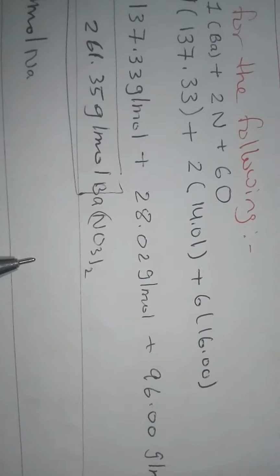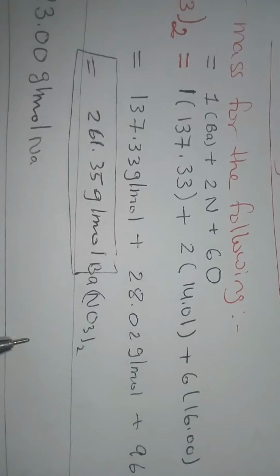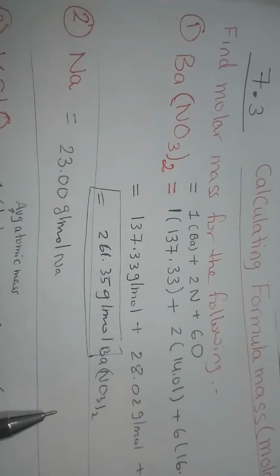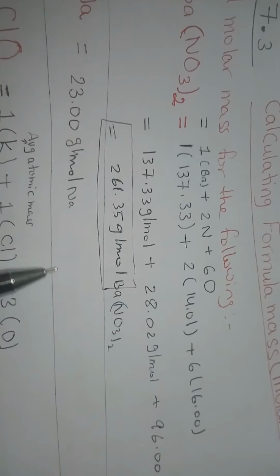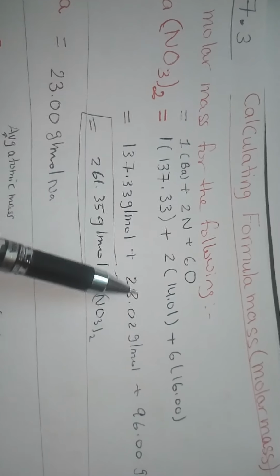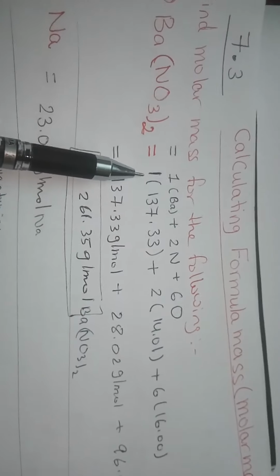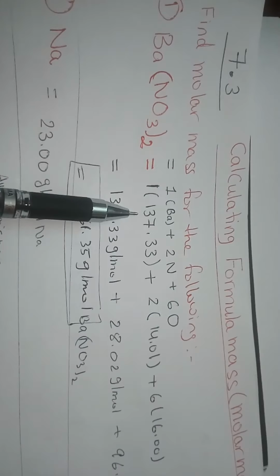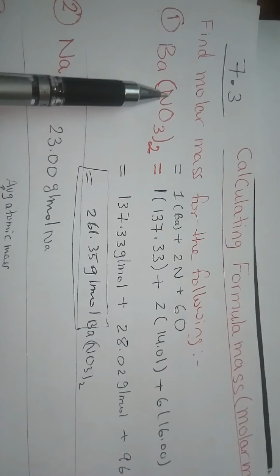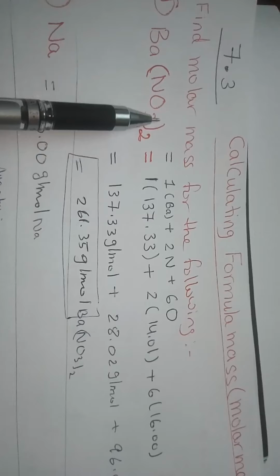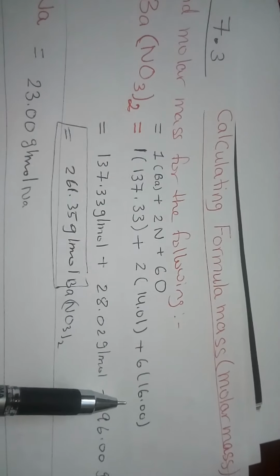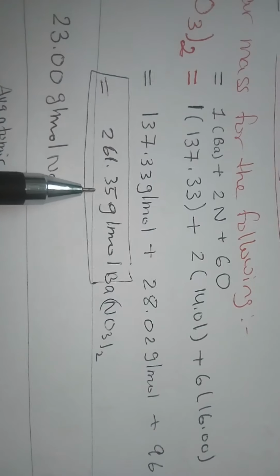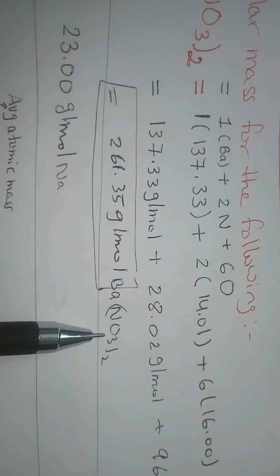Okay, so this is how we find our average atomic mass, and this is how we use it to find formula or molar mass. So we plug in these numbers, as you can see here. These are all plugged in. Notice that you're going to multiply by the number of atoms that you have. You have 1 barium, so the average atomic mass is multiplied by 1. For nitrogen, it should be multiplied by 2. For oxygen, multiplied by 6. And then we just add these numbers together. The final number, 261.35 grams per mole, barium nitrate.